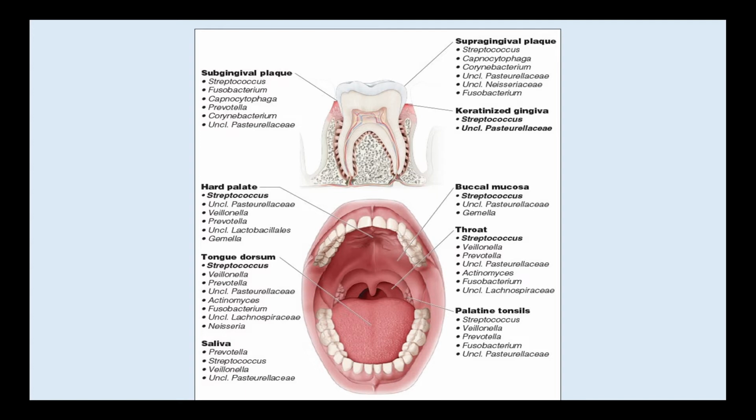I always say it's the main microorganism which should be known by stomatologists or dentists. But if we talk about the microflora of the tooth, then it will also be different. Some give rise to plaque formation: Streptococcus, Fusobacterium, Capnocytophaga, Prevotella, Corynebacterium, family Pasteurellaceae.